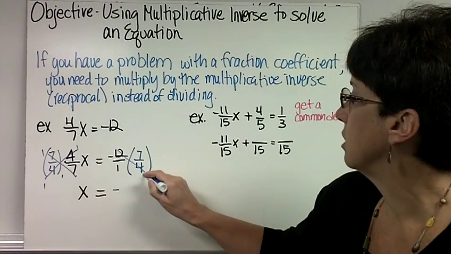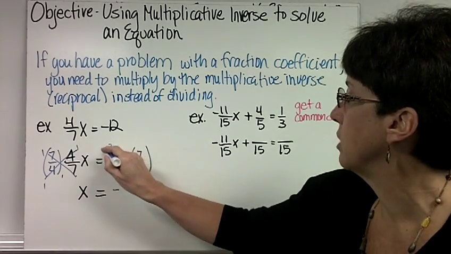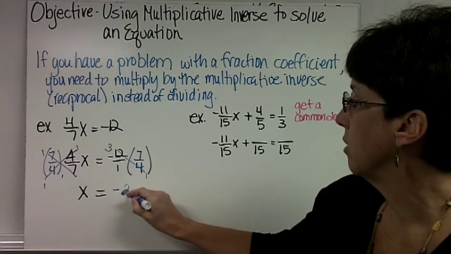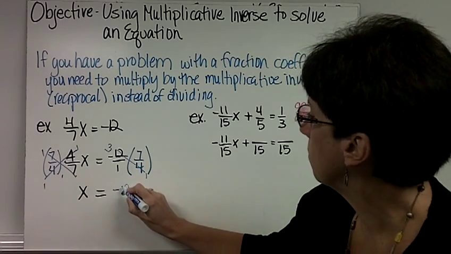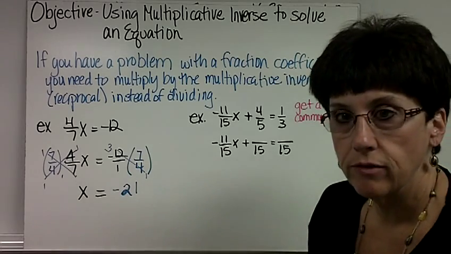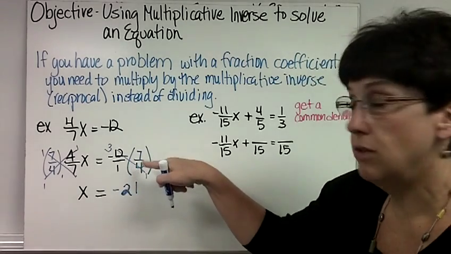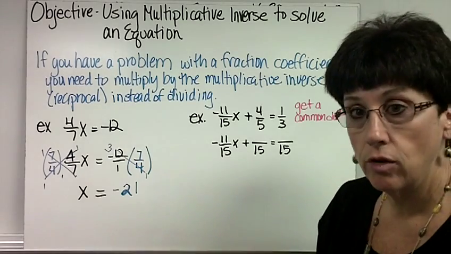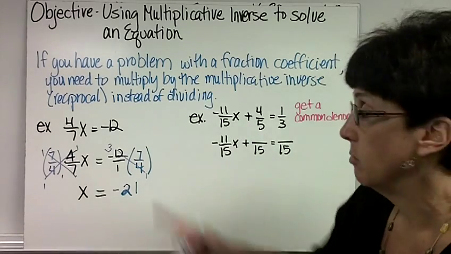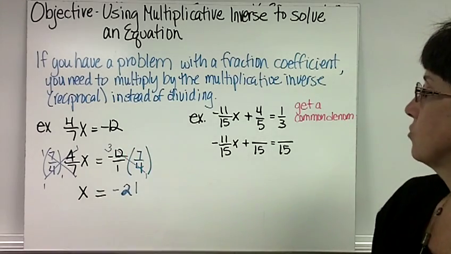4 goes into itself once. 4 goes into 12 3 times. Now 3 times 7 is my numerator. 21. Oopsie, that didn't work very well. 21. And 1 over 1 is my denominator, so I don't have to write that. And I don't worry about the negative in the problem because I've already taken care of that in my answer. Here's another problem. This is a two-step problem. This was just a one-step problem.